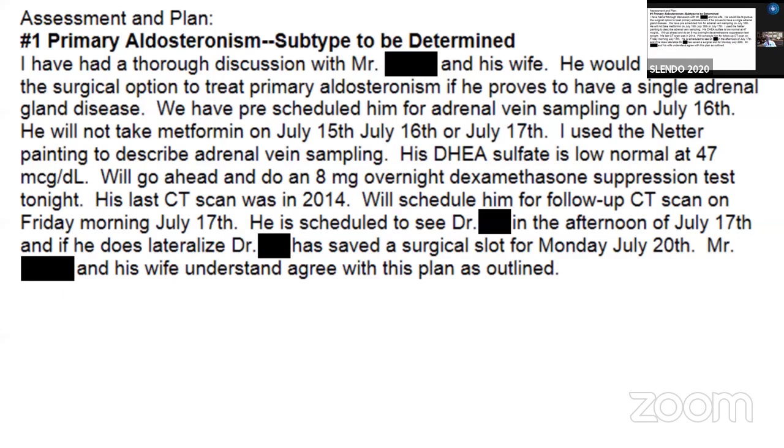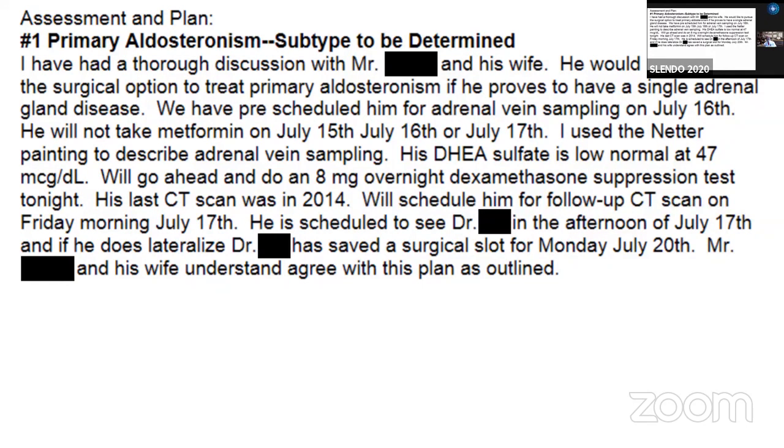So my assessment and plan: I've had a thorough discussion with the patient. He would like to pursue the surgical option to treat his PA if he proves to have single gland disease. We scheduled him for adrenal vein sampling July 16th. He had been on metformin, so we always stop that when we give a contrast. I used the Netter painting to describe adrenal vein sampling.